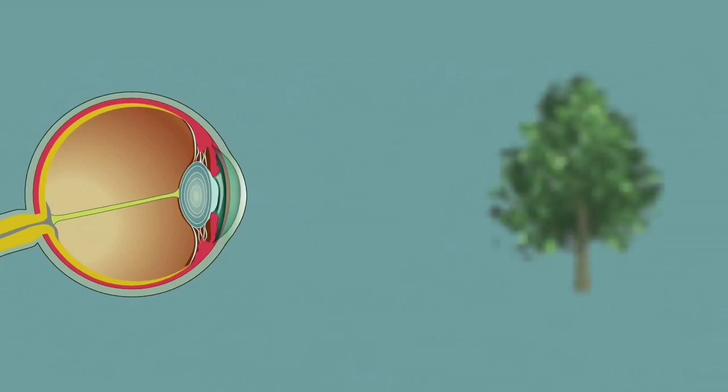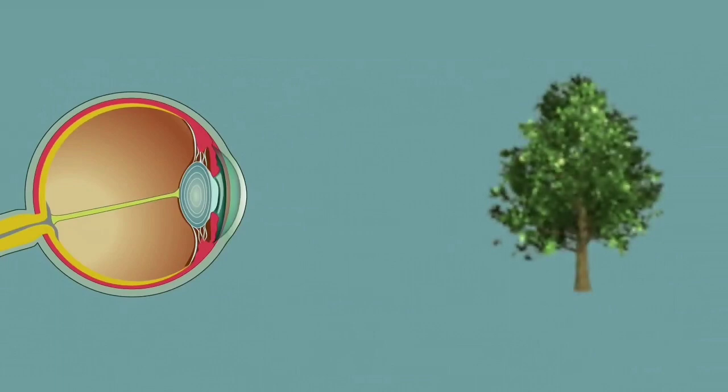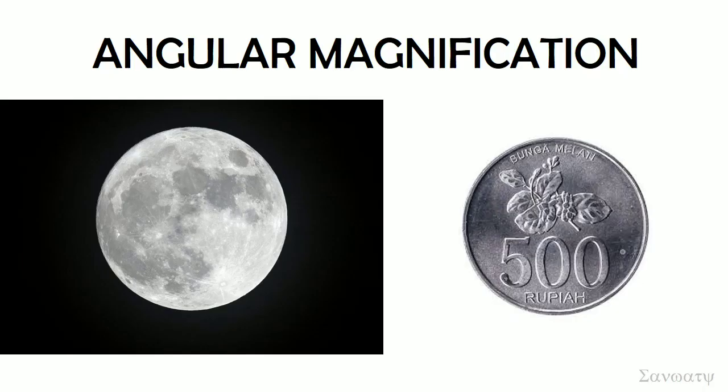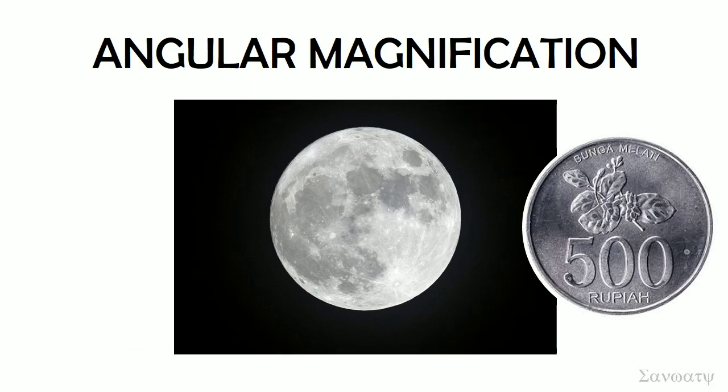This minimum and maximum accommodation during the observation will affect the magnification of the image formed by the magnifying glass. Before we learn about that, first we must understand that the closer the object is to our eyes, the bigger the object will be seen by our eyes. And it's caused by the angular magnification. Because of this, we can see a 500 Indonesian rupiah coin as bigger than the moon. Even though the actual size of the moon is much bigger than a 500 coin, because the coin is closer than the moon, we can use a coin to cover the moon entirely.